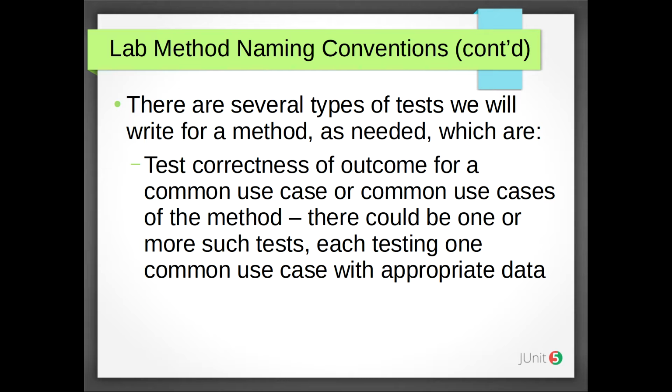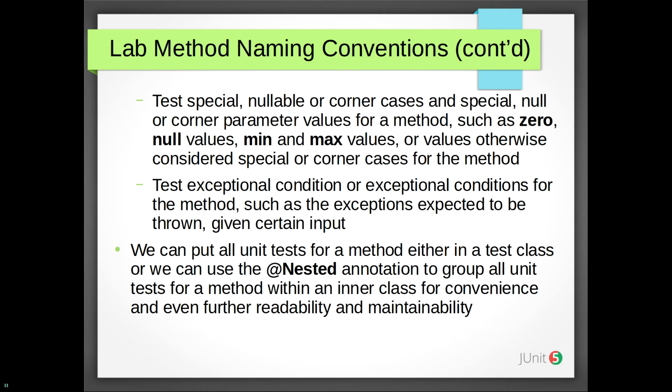There are several types of tests we will write for a method as needed, which are: test correctness of outcome for a common use case or common use cases of the method. There could be one or more such tests, each testing one common use case with appropriate data. Test special, nullable, or corner cases, and special, null, or corner parameter values for a method, such as zero, null values, min and max values, or values otherwise considered special or corner cases for the method. Test exceptional condition or exceptional conditions for the method, such as the exceptions expected to be thrown given certain input.